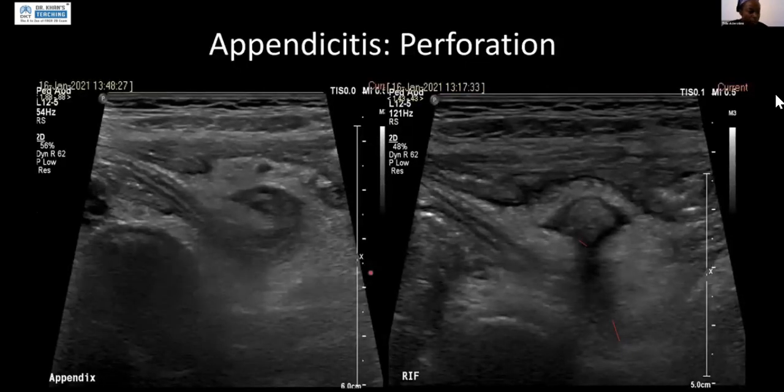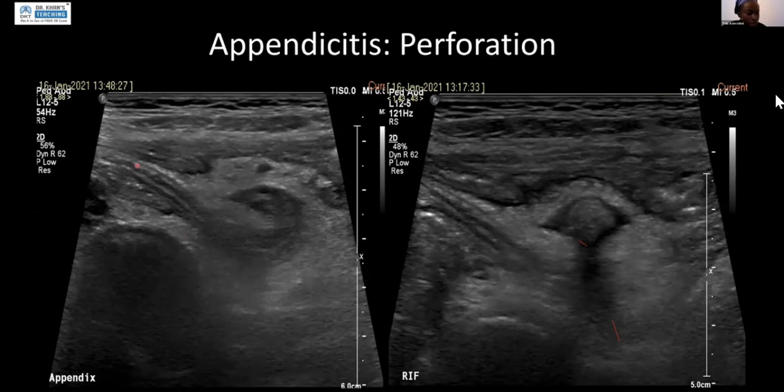This is an example of a perforated appendix. So this is the appendix here. And remember what I was saying about following it from the base to the tip. So the base is up here and it looks normal. And if you just saw this bit, you would call it a normal appendix. But as we come down to the tip, you lose that integrity of the appendix. You lose the definition of the wall. And if I ask you to point to the tip of the appendix, I think it would be a challenge.